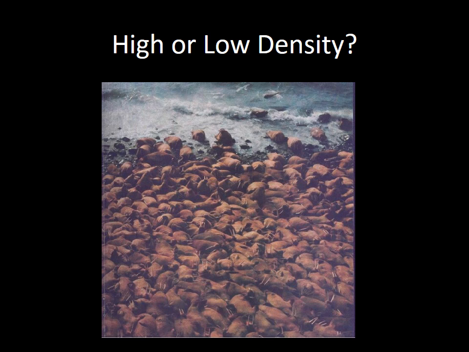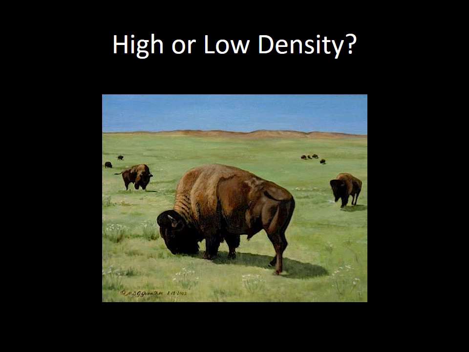So is this high or low density? Clearly it's high density. You can see all of the animals that are very clumped together, living almost on top of each other. High or low density? Obviously very low density since they're very spread out. They're not really on top of each other.